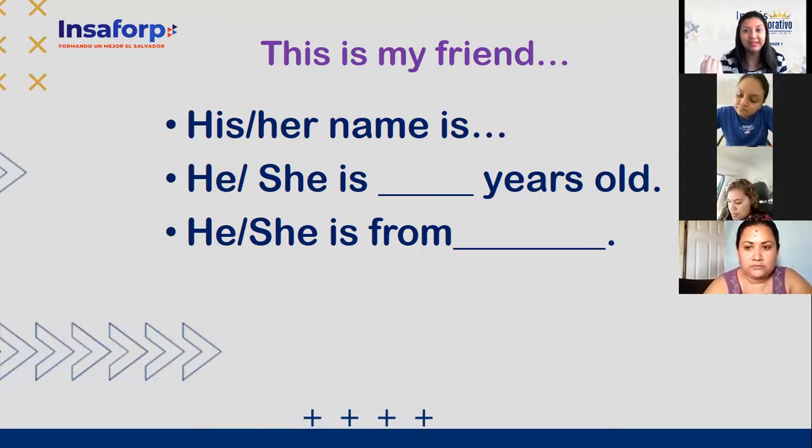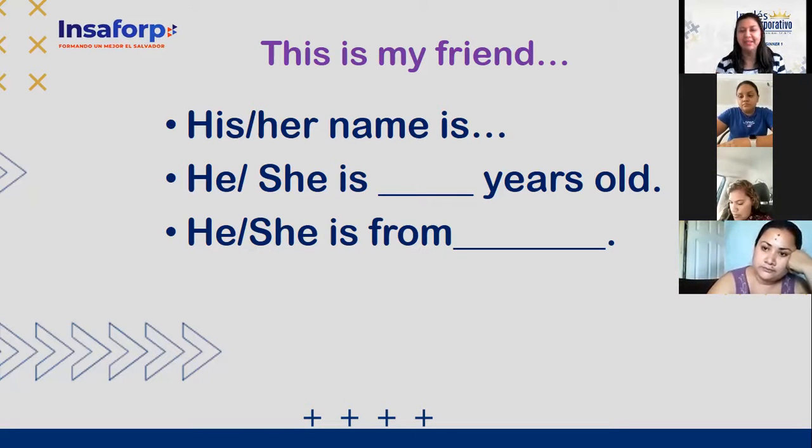Porque en español sí decimos yo tengo, ella tiene, él tiene. But in English it's different. En inglés es diferente. Usamos el verbo to be, is. Y en personal, I am. I am 29 years old. I am 10 years old. I am 47 years old. Okay? In English we use the verb be. Am, is, or are. But in Spanish it's different. We use tener. ¿Verdad? Yo tengo, él tiene, ella tiene. Okay?